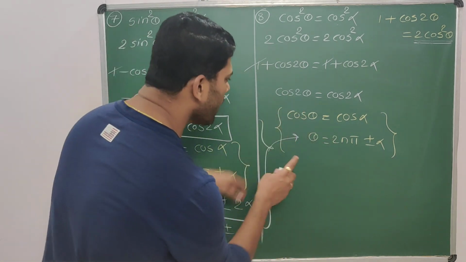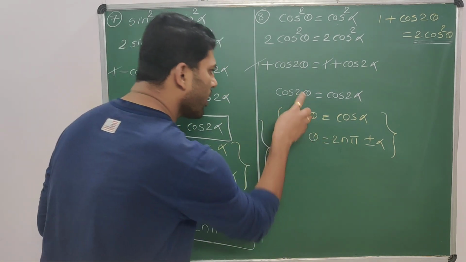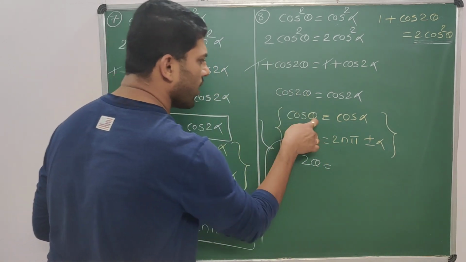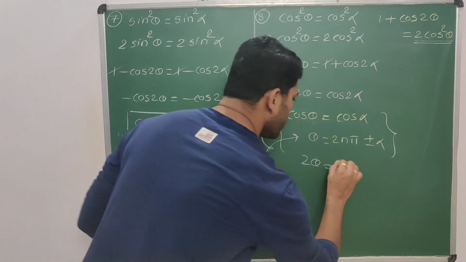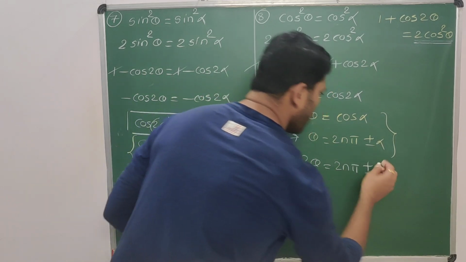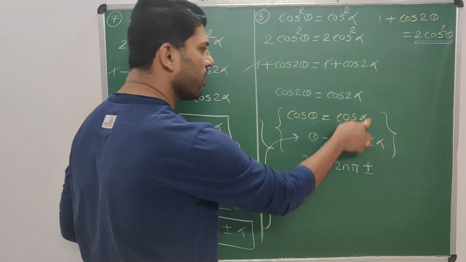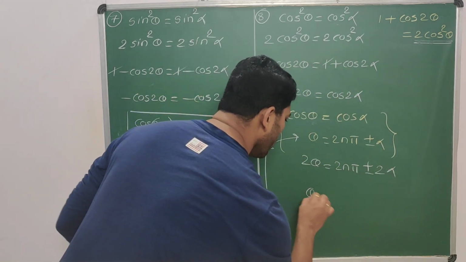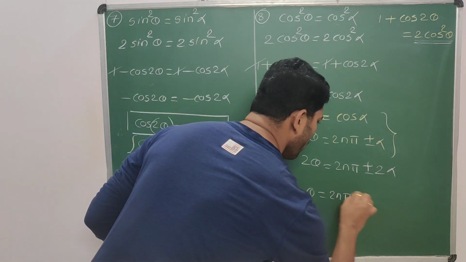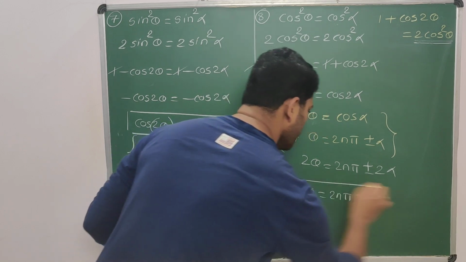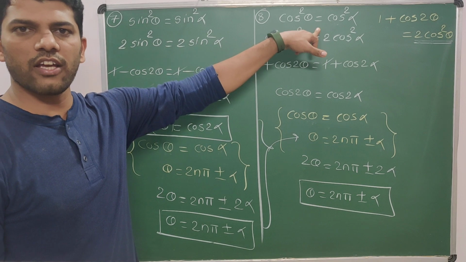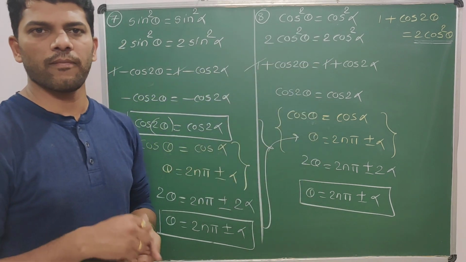So now let's compare. What is theta here? Theta is 2 theta. Compare these two structures. This is 2n pi plus minus. What is alpha? Alpha is 2 alpha. Then let's divide throughout by 2. So theta is equal to 2n pi plus minus alpha. This is the general solution of cos square theta equal to cos square alpha.